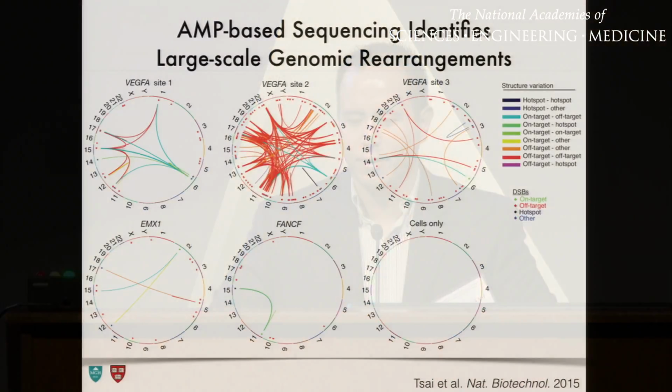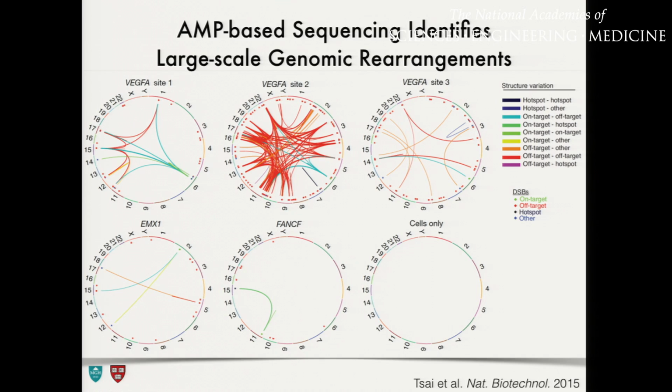And so stepping back and taking a look at this on a genome-wide scale, here I'm showing you Circos plots. These essentially have the chromosomes arranged in a circle, and genomic rearrangements or translocations are shown as arcs on the circle. The important thing to appreciate here is that we can not only see translocations between the on-target site and the off-target site, and between different off-target sites, but also between off-target sites and background double-stranded breaks that might occur.